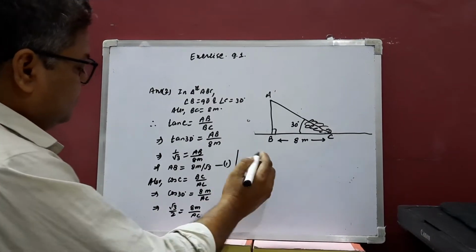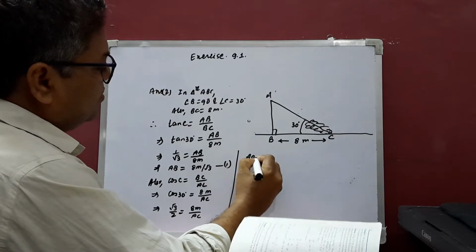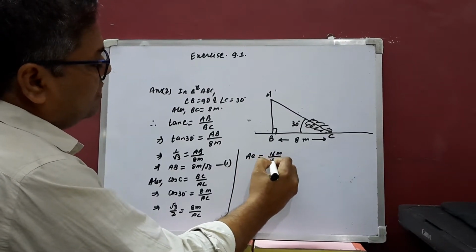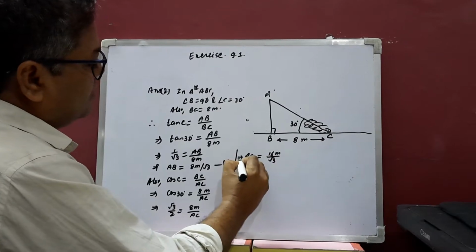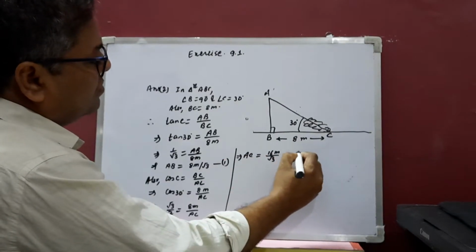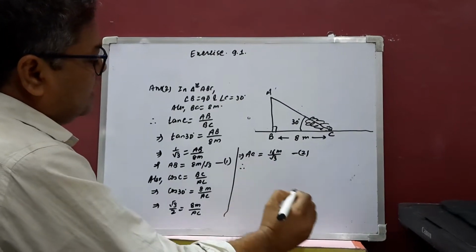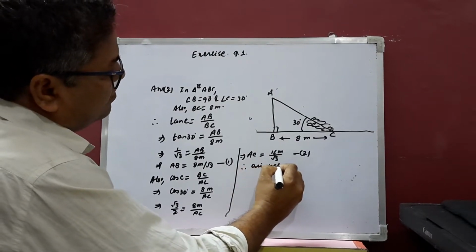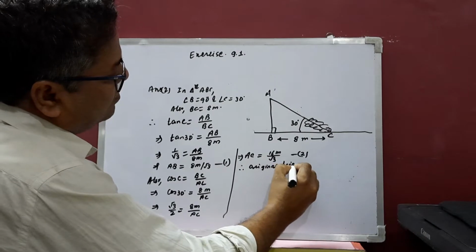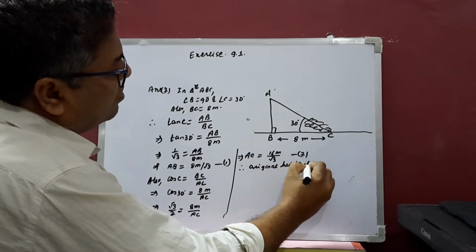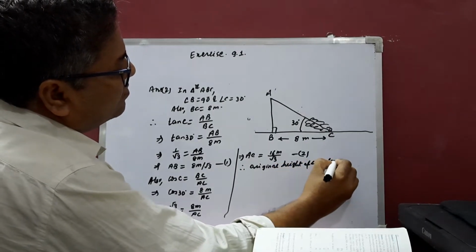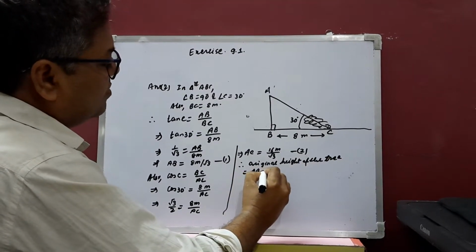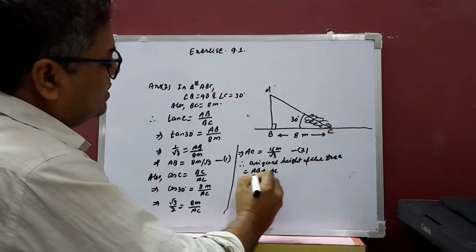So AC is equal to 16 meter by root 3, and this is 2. Therefore original height of the tree is equal to AB plus AC.